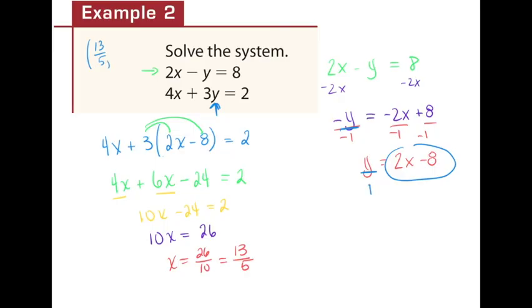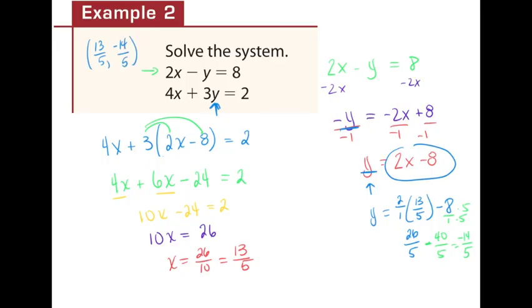I need to find my y value, so I'm just going to plug it in. 2 over 1, 13 over 5. So I have 26 over 5. My common denominator is 5. Right. I'm going to get negative 14 over 5, which is my y.